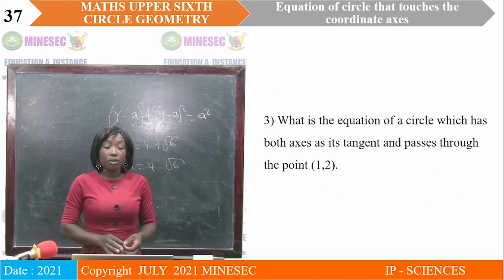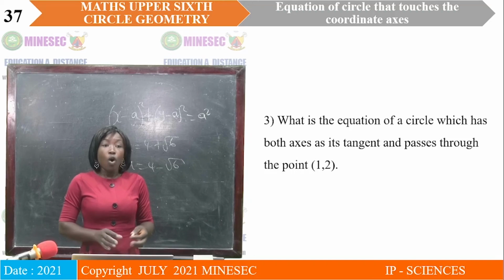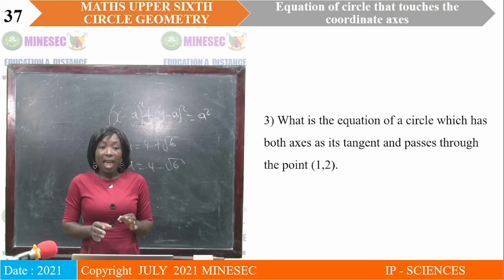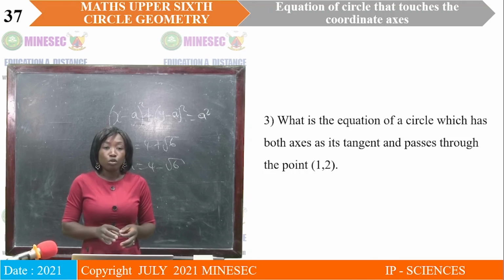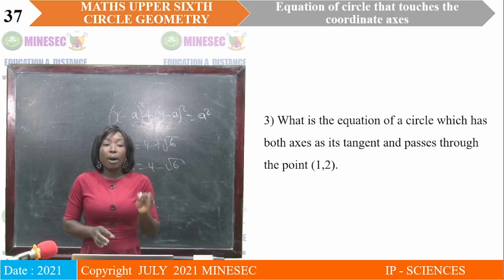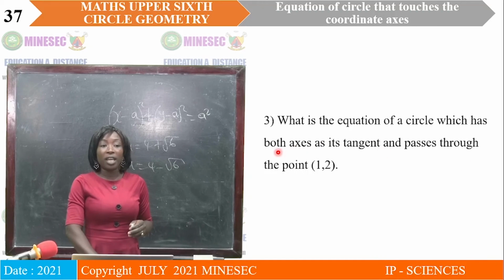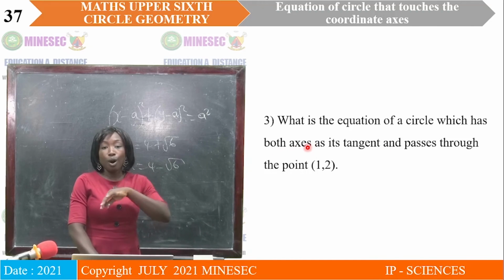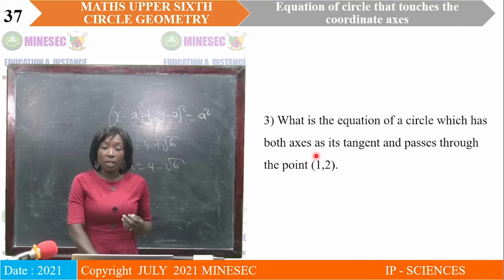Now the third question. What is the equation of a circle which has both axes as its tangent and passes through the point 1, 2? Now when we talk about both axes, I want to specify here that we're talking about both coordinate axes, that's the x-axis and the y-axis. It's just an omission in the question.